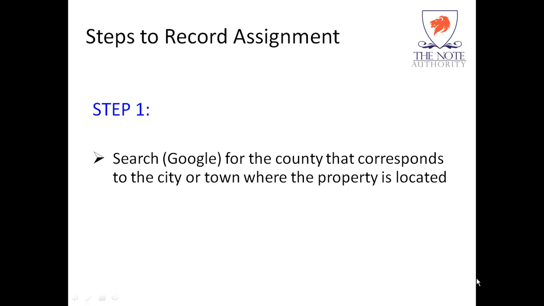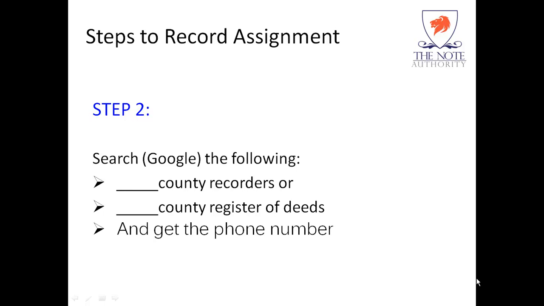So let's go through the steps of recording an assignment. Again, it's pretty straightforward, but step one is to search, either by Google or Bing or whatever, for the county that corresponds to the city or town where the property is located. So for example, if the property is in Memphis, Tennessee, you Google Memphis, Tennessee County. Once you hit return, it's going to give you Shelby County, as the search engine finds what county that corresponds to.